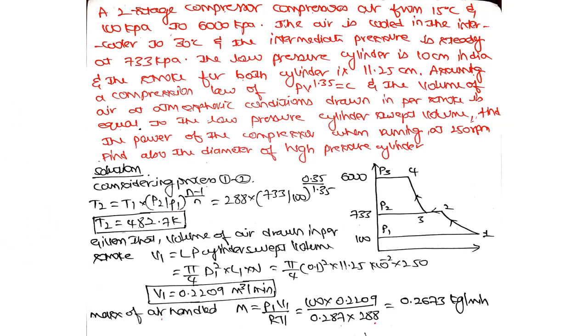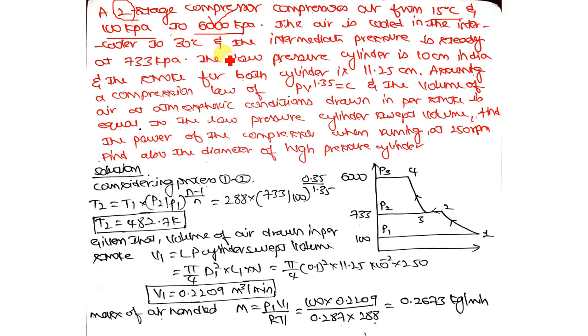Okay, so let us take the problem. A two-stage compressor compresses air from 15 degrees Celsius, 100 kPa to 6000 kPa. So this is your inlet pressure and this is your outlet pressure of the compressor after the two-stage compression. So after two-stage compression it is able to achieve 6000 kPa of pressure.